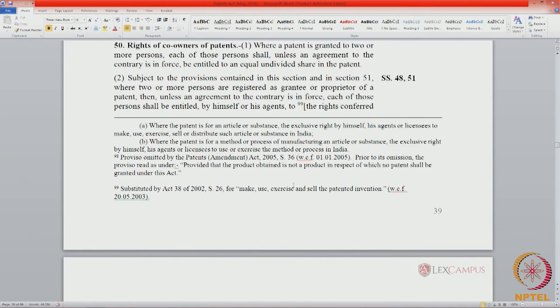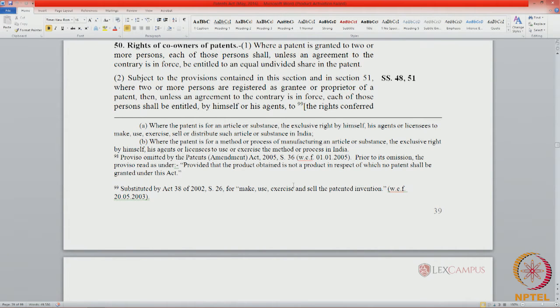Section 50, Right of Co-owners of patents. So far we had seen provisions where there were joint applicants, and how any disputes with regard to joint applicants would be addressed by the controller. We saw this in section 20. The controller has certain powers to make orders regarding substitution of applicants, and we saw specific cases where an application was made jointly by more than one applicant.